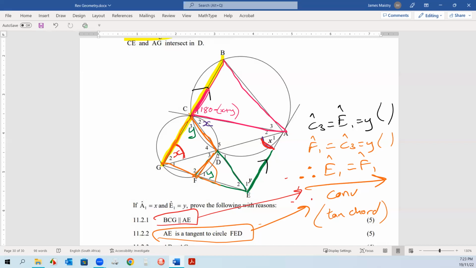So we can say angle A1 plus A2 is 180 minus X plus Y. Carry on. And therefore, angle B will also be 180 minus X plus Y because of tan chord theorem. Tan chord theorem. Did you guys see that? That was a quick one you saw. I hope the rest of you saw it.